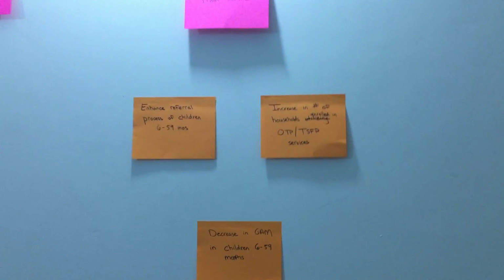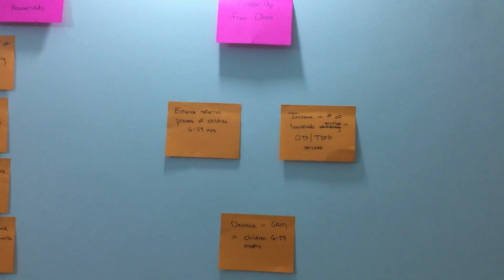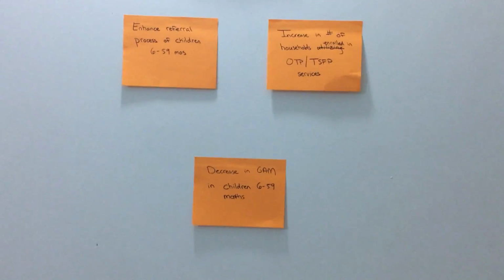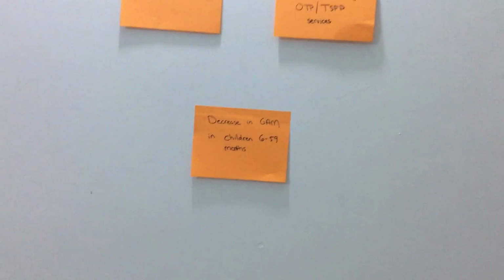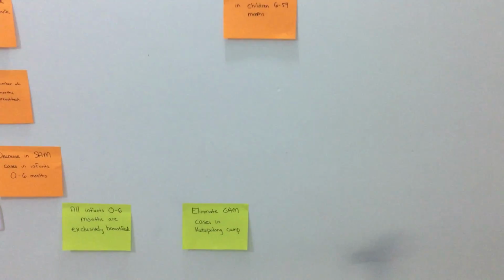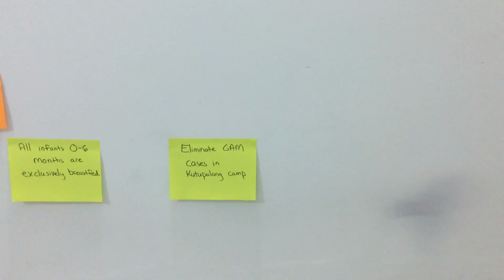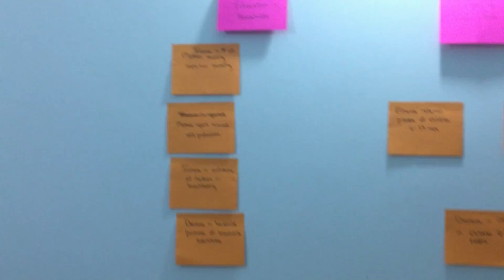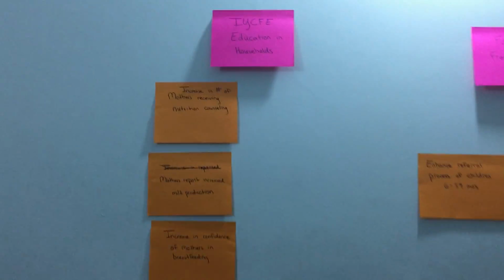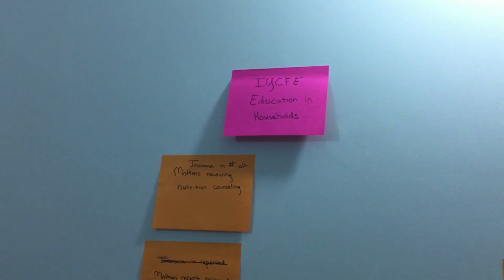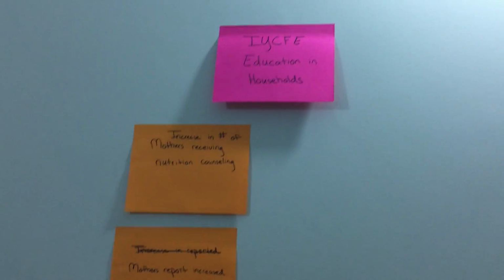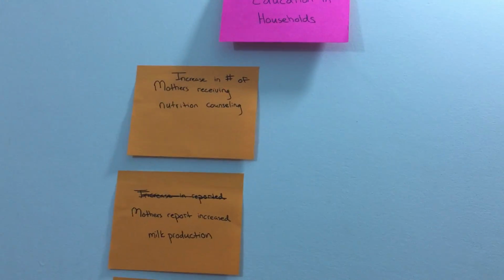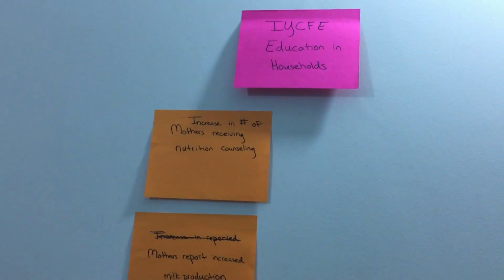So as you can see in this so-that chain, we're showing that, for example, on the right-hand side, we have an increased number of households enrolled so that we decrease GAM in children, so that we end up producing our goal of eliminating GAM cases in Kutupalong Camp. On the left-hand side is the so-that chain for the IYCFE education. And so here it's just a cascading so-that chain that's very straightforward, that these short-term outcomes have to happen first before the longer-term outcomes can happen.